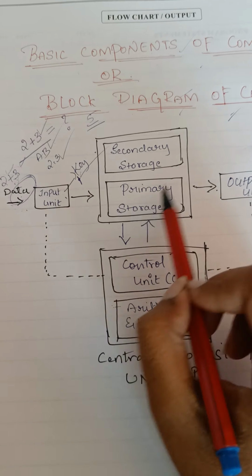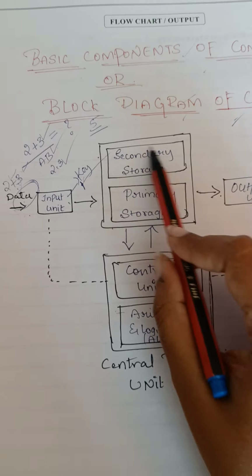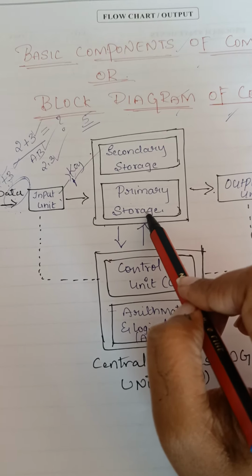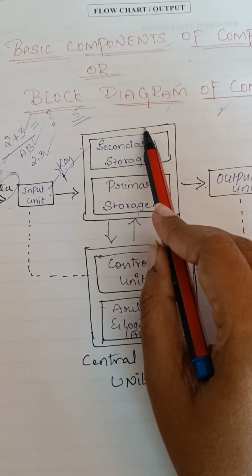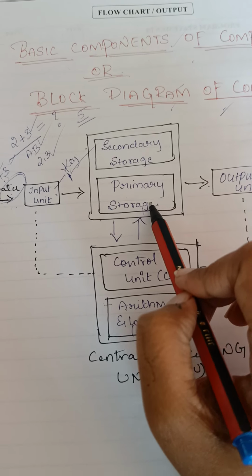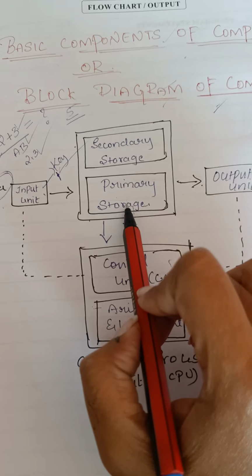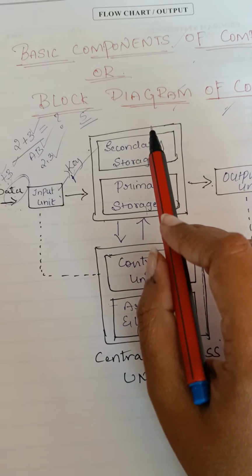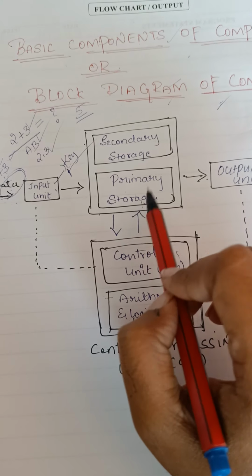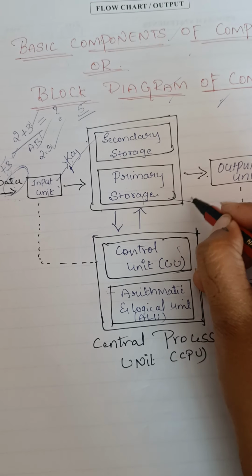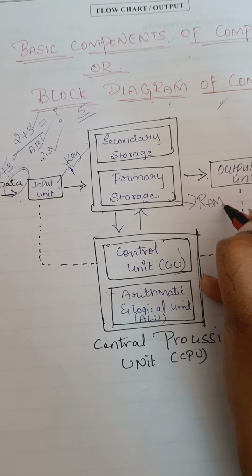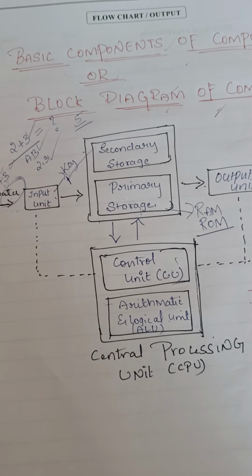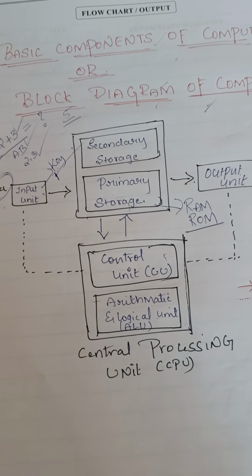Which type of memory? Students, the overall thing we call memory. In memory there are two types: one is secondary memory and the other is primary memory, or secondary storage and primary storage. Primary storage is called the main memory of the computer. Primary memory has two types: one is RAM and the other is ROM. RAM means random access memory. ROM means read only memory.